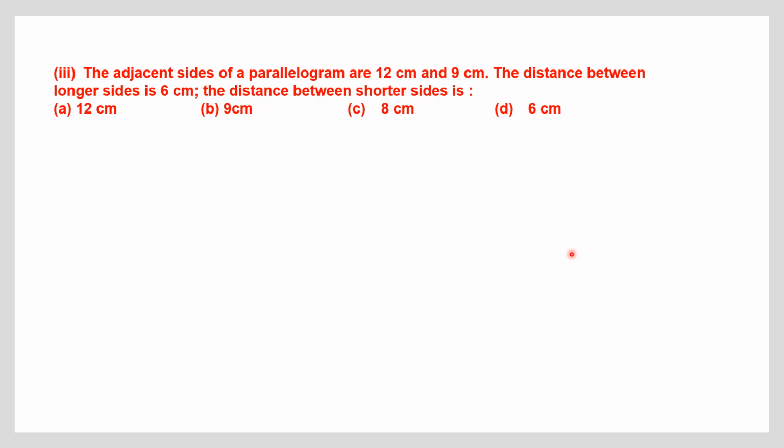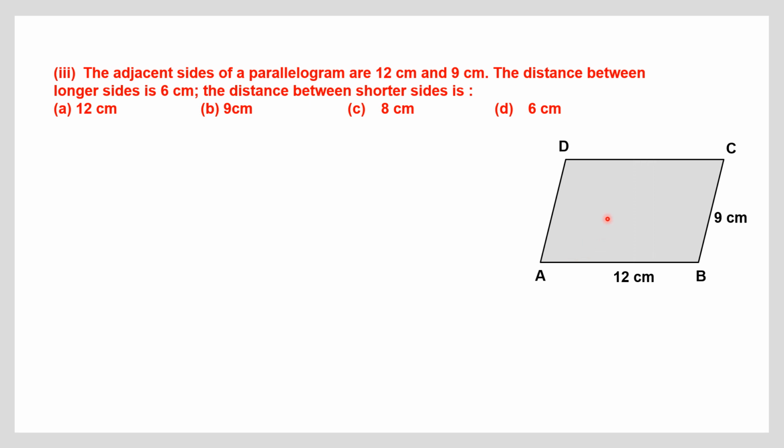Now, what is a parallelogram? That is also a quadrilateral. It has two pairs of parallel sides. That is, if you look at this, this is a parallelogram. You can see AB and CD are parallel. Similarly, AD and CB are parallel. So that means this is a quadrilateral in which it has two pairs of parallel sides, and the opposite sides are equal in length.